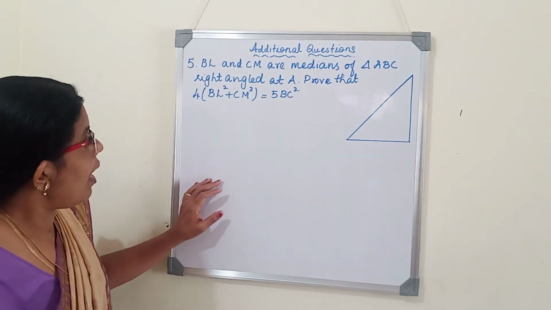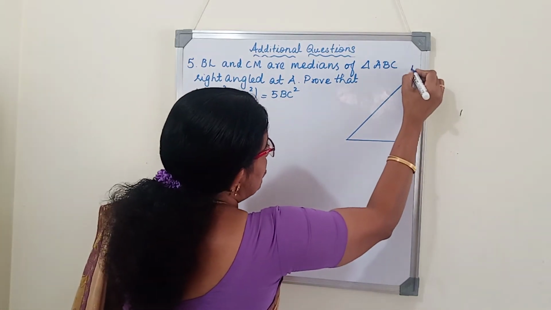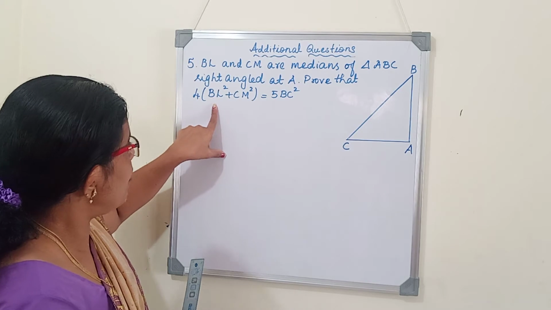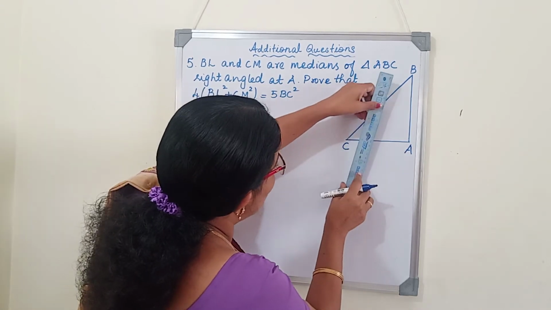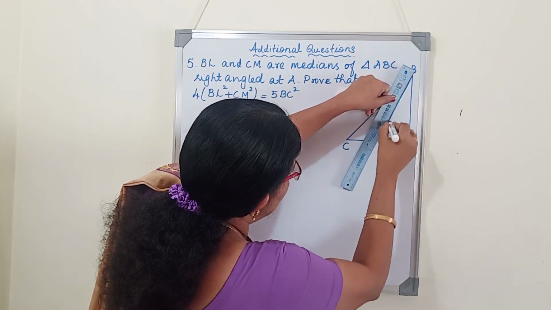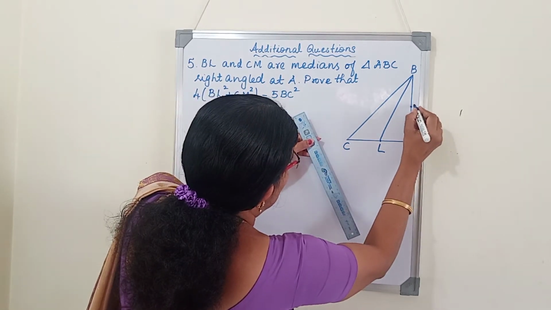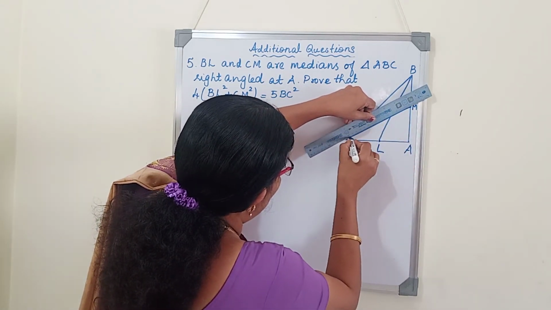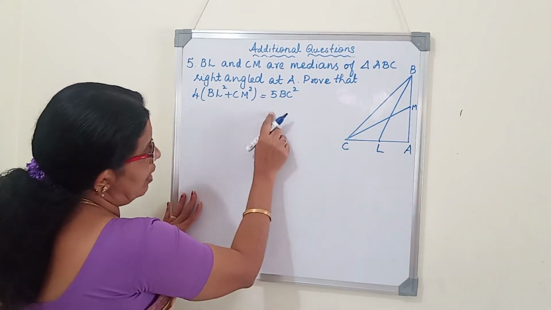Fifth question. BL and CM are medians of triangle ABC right angled at A. We want to prove that 4 into BL square plus CM square is equal to 5 BC square. We know that a median divides the opposite side into two equal parts. So CM will divide AB into two equal parts.